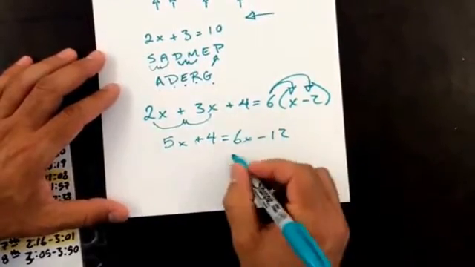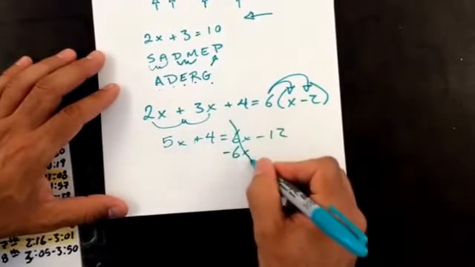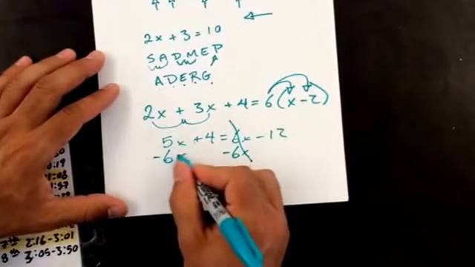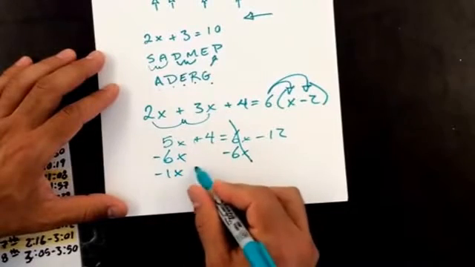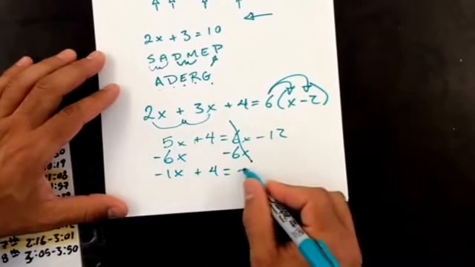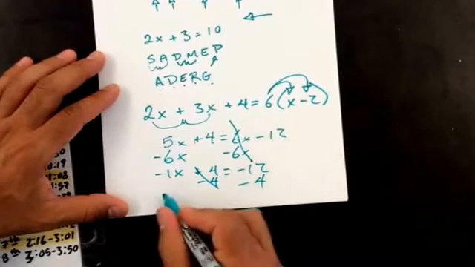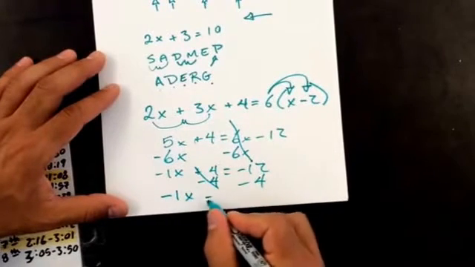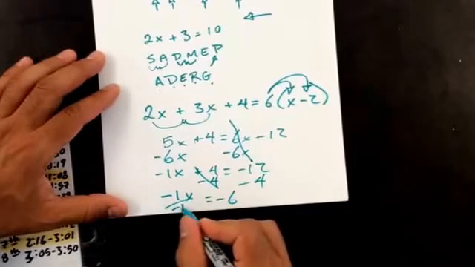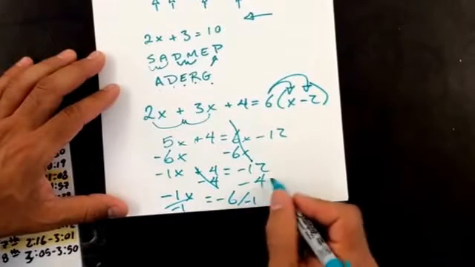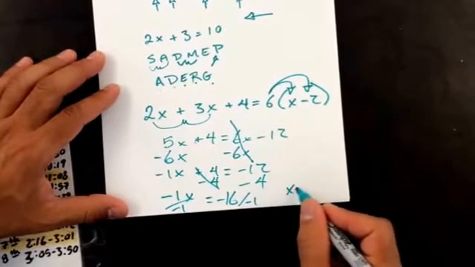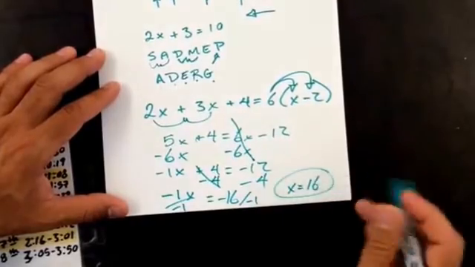I want to get the variables to the same side, so I'm going to eliminate that with subtraction. Whatever I do to one side, I have to do to the other. Now I'm going to eliminate this by subtracting. Again, whatever I do to one side, I have to do to the other. And last step, division. Whoops, that should have been 16. So my solution is 16.